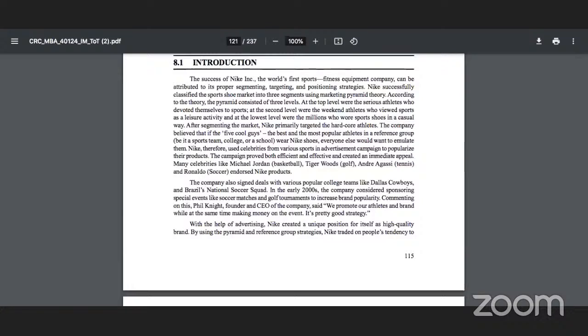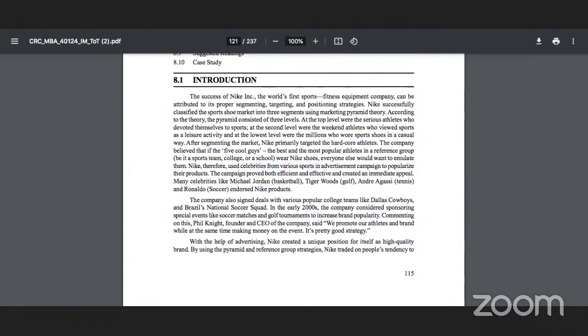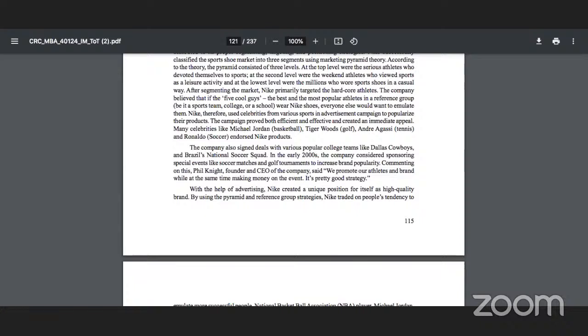The company also signed deals with various popular teams like the Dallas Cowboys and Brazil's national soccer squad. In the early 2000s, the company considered sponsoring special events like soccer matches, golf tournaments, etc. Talking to the CEO of the company, who's also the founder, Phil Knight, he said very clearly, we promote our athletes and brand while at the same time making money on the event. It's a pretty good strategy. It's a double-edged sword, but in this case, both sides are paying for the company.